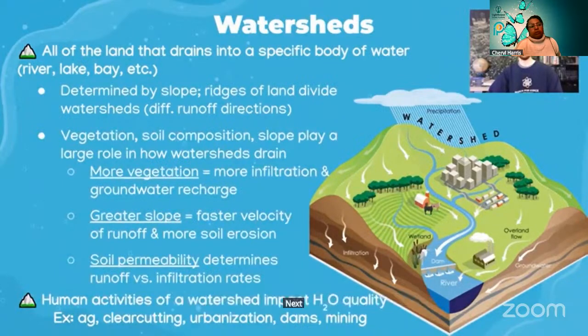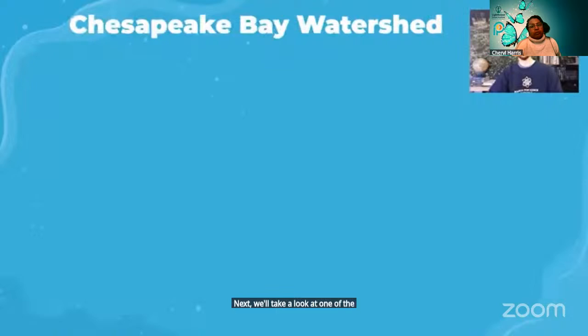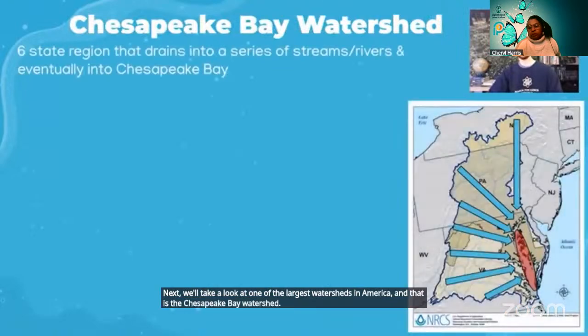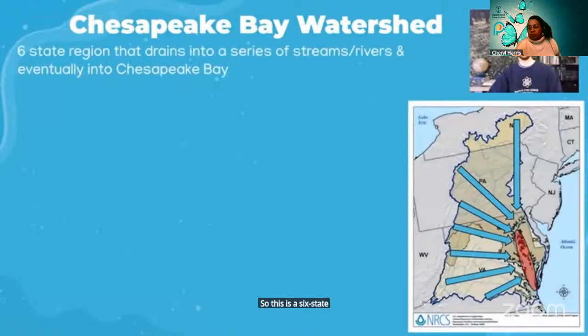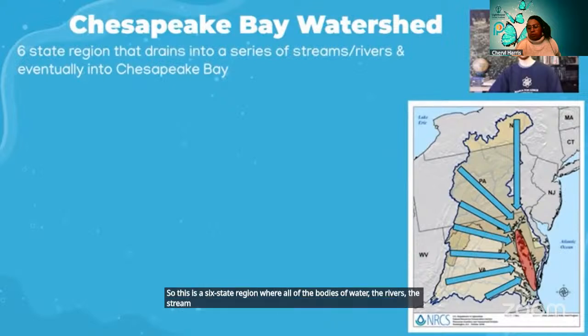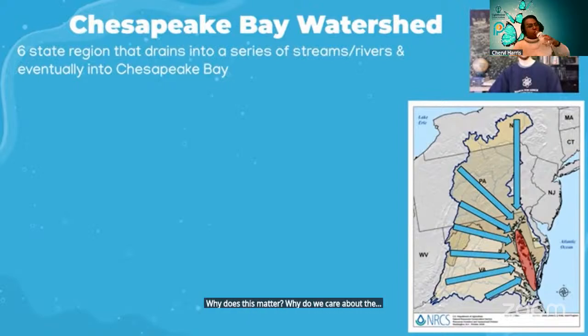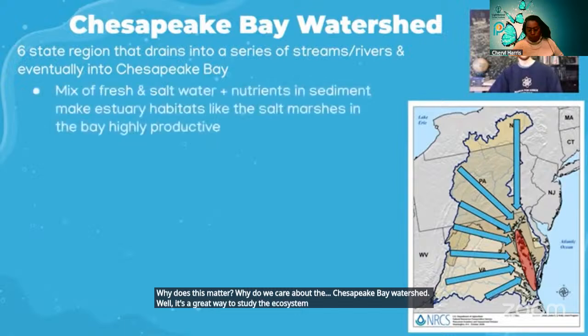Next, we'll take a look at one of the largest watersheds in America, and that is the Chesapeake Bay watershed. This is a 6-state region where all of the bodies of water, the rivers, the streams, all eventually collect and empty into the Chesapeake Bay. Why does this matter? Why do we care about the Chesapeake Bay watershed? Well, it's a great way to study the ecosystem services and the value that these habitats can provide.